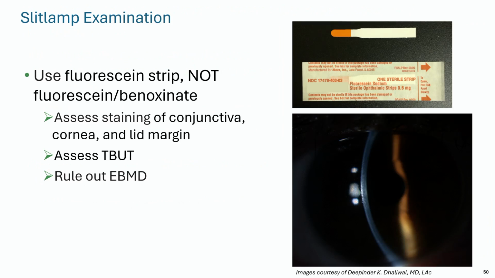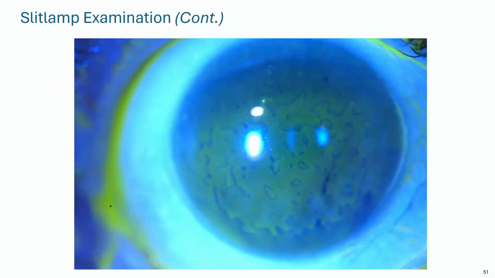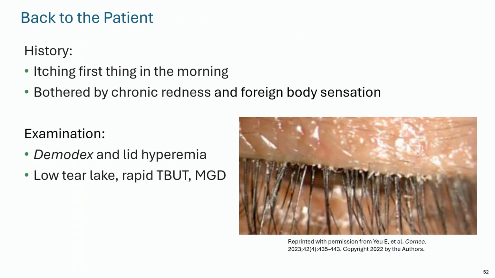The other part of the exam that's really important is I use a fluorescein strip and put it in the eye and have the patient, I use a diffuse blue light because, this cornea looks pretty healthy. However, when you look, you can assess EBMD when you look with a diffuse cobalt blue light. So always do that. Put a little fluorescein in. You can see the staining of the conjunctiva of the cornea and that.